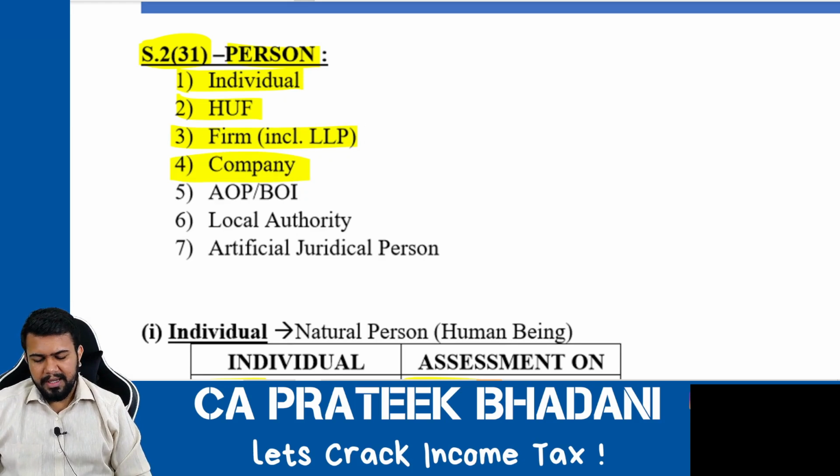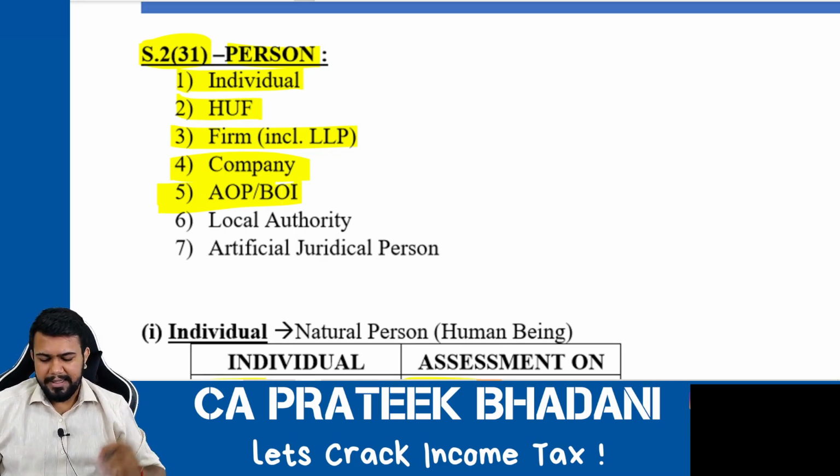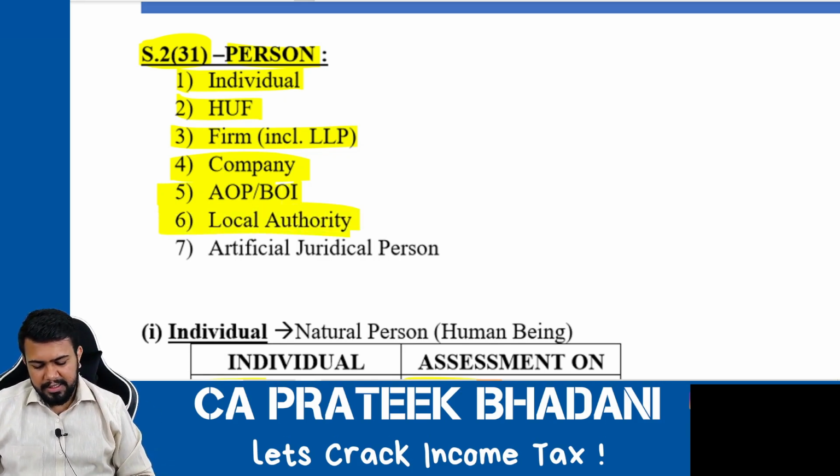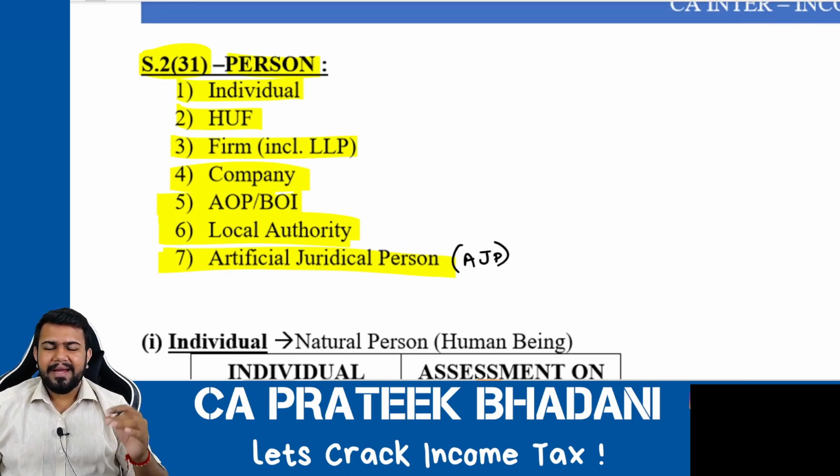Then number 4, company. Number 5, AOP-BOI. AOP-BOI means association of person and body of individuals. We will see the meaning later on. Then local authority, and then artificial juridical person, or you may call it AJP. Okay, artificial juridical person. So there are 7 items included in the definition of person.